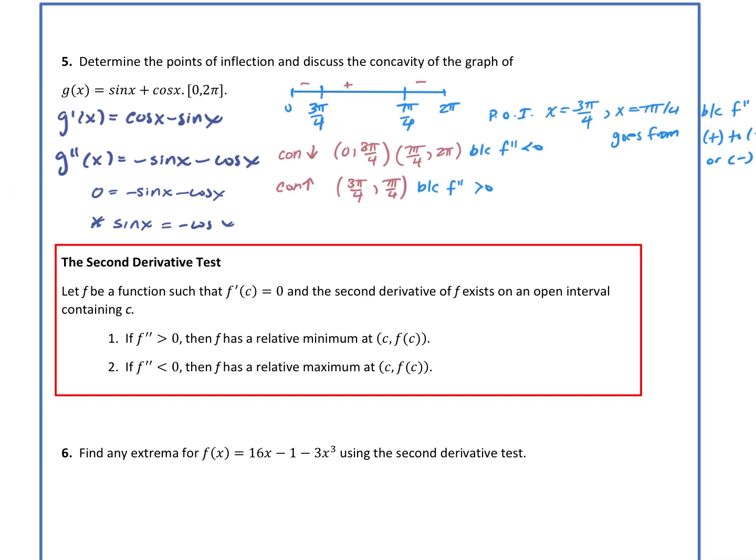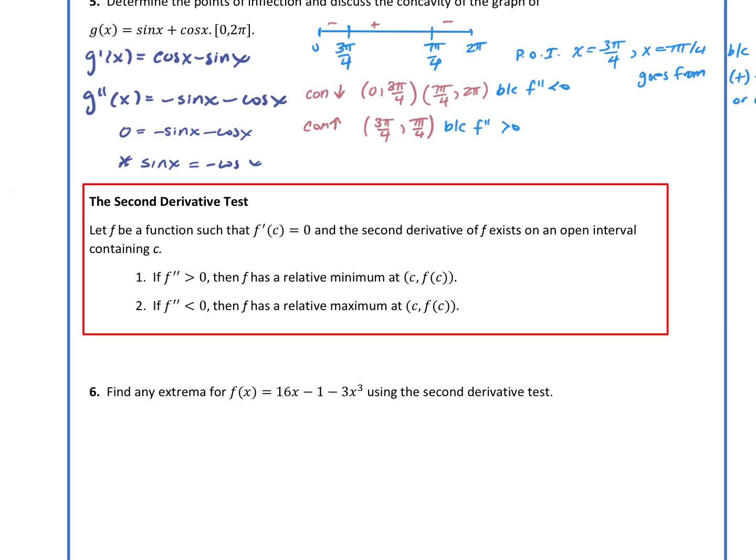All right, so this is the actual second derivative test that I was talking about. On occasion, you're going to be asked to use this specifically. So the second derivative test is actually a test for extrema. And it basically states that if the derivative at some point equals 0, and the second derivative exists, we can determine if it's a max or a min based on concavity.